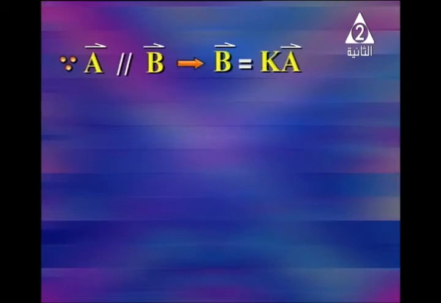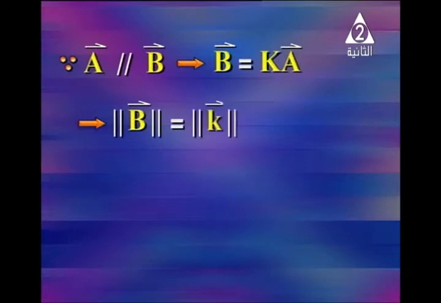Dear student, if we have two vectors that are parallel, what do you deduce? Say A vector parallel to B vector, then B vector equals K times A vector. When two vectors are parallel, B vector equals a constant times A vector. We deduce that norm of B vector equals the absolute value of K times norm of A vector.